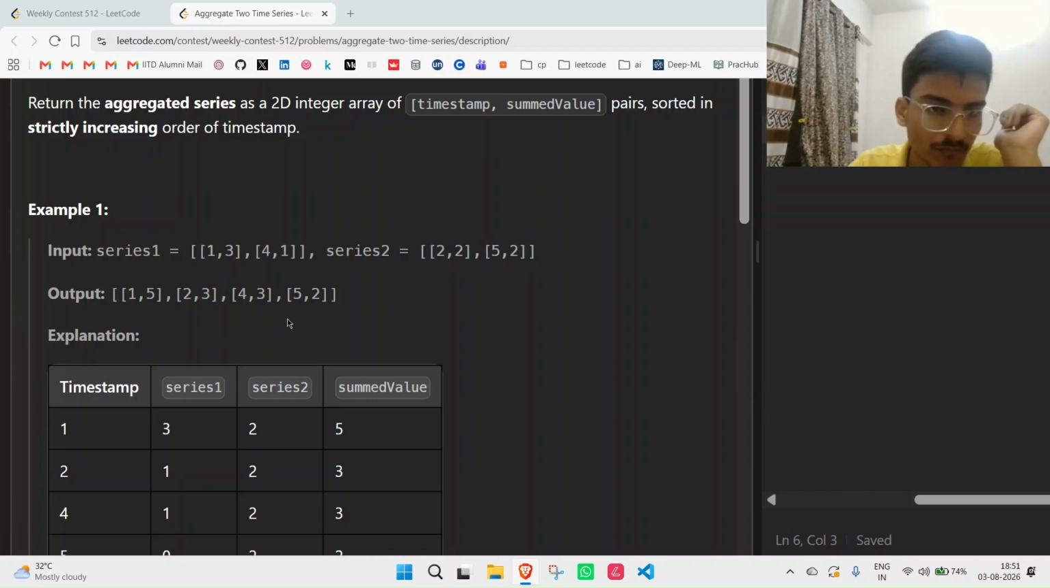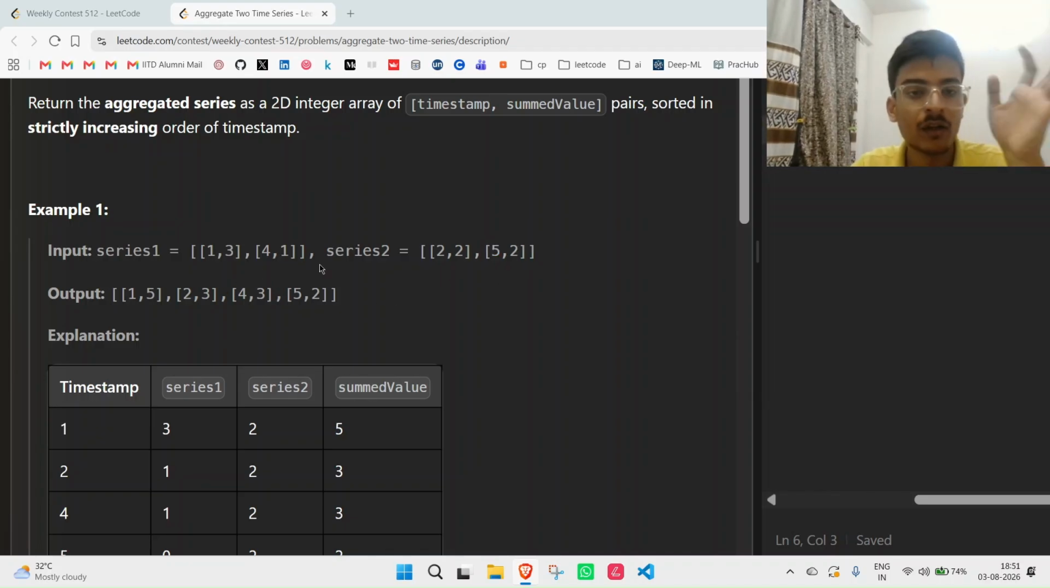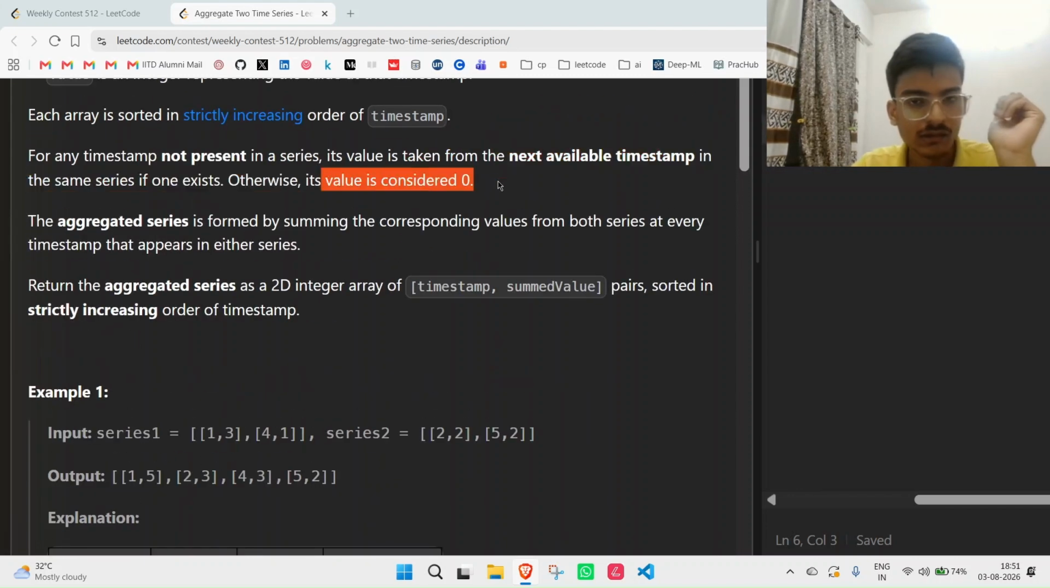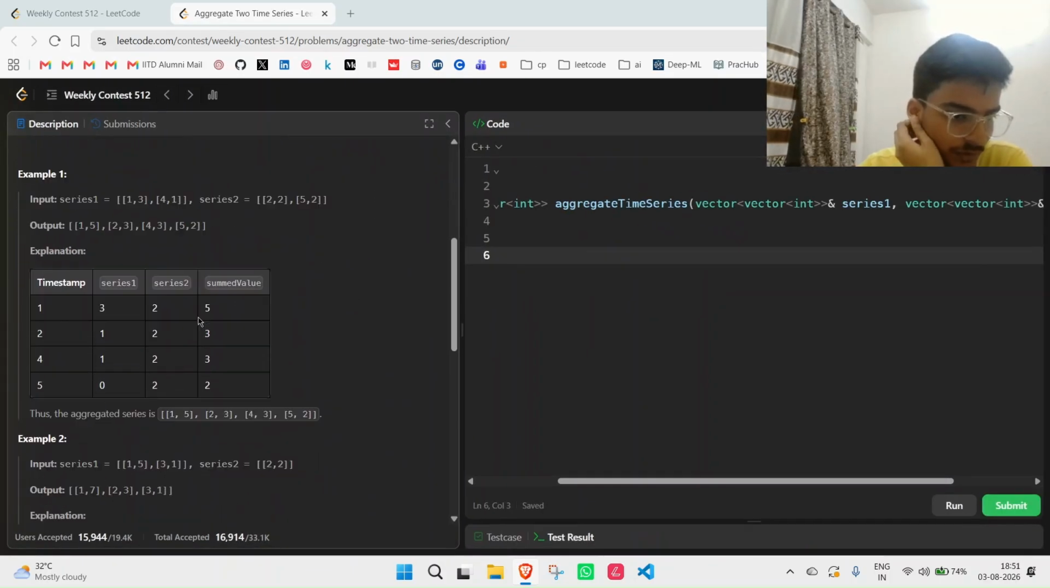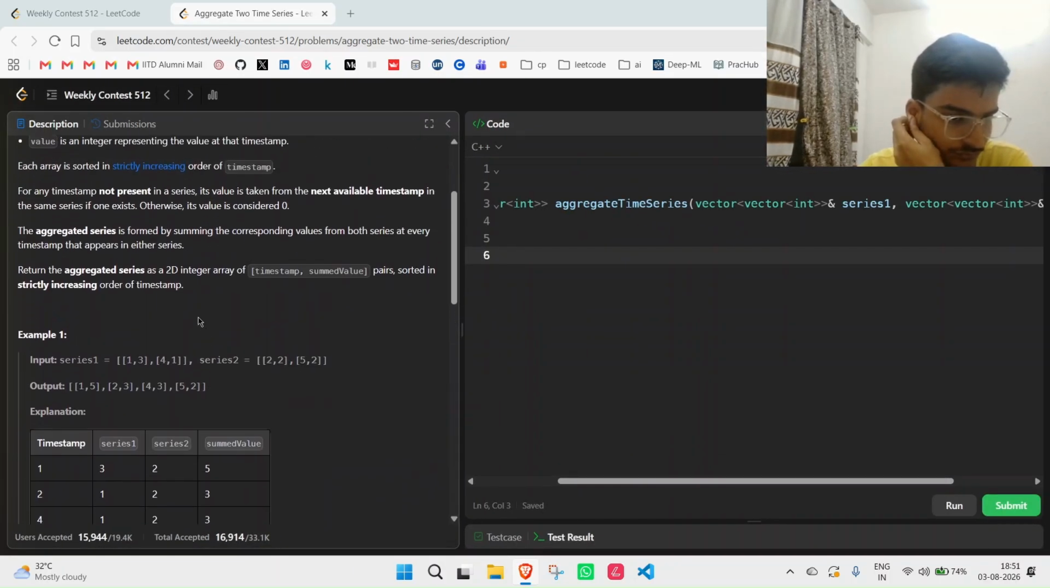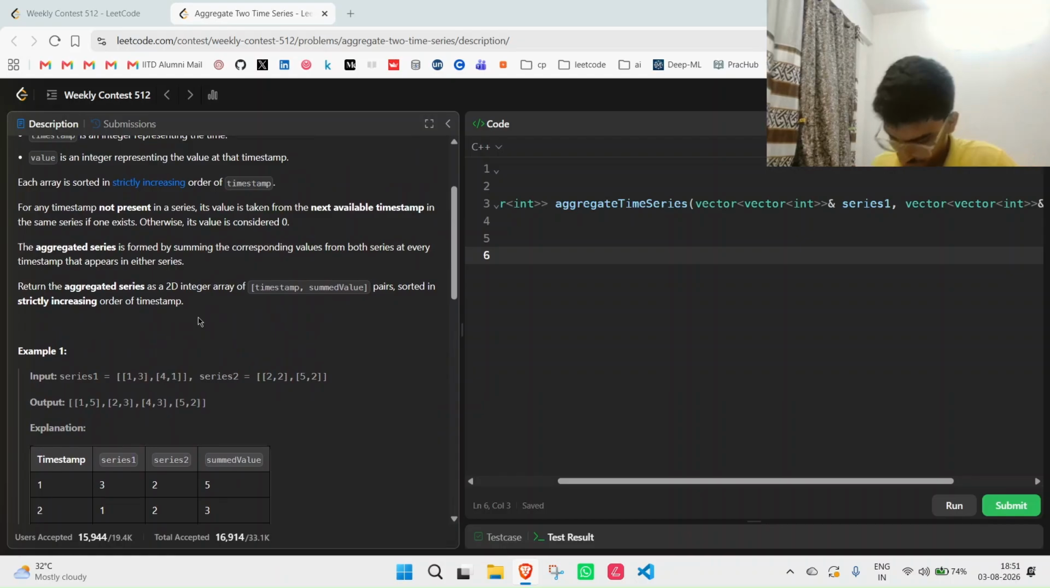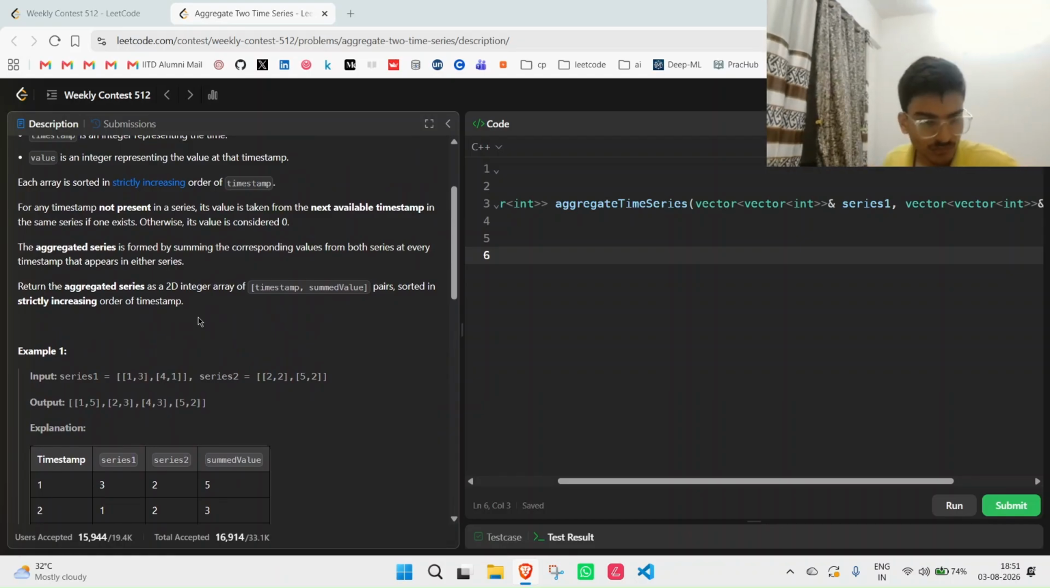5 comma 2 is present here. 5 comma 2 is not here. Then it is not available, then we have to take it 0. Then it is 5 comma 2. So we have to do this kind of stuff. How can we solve this?